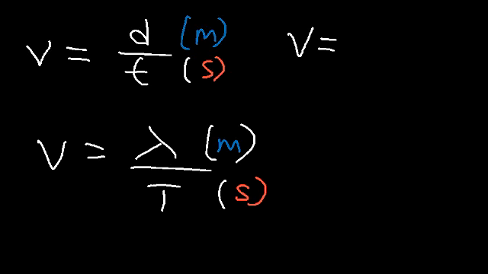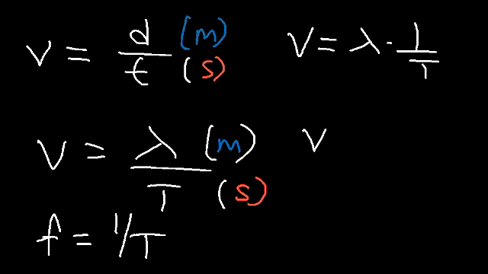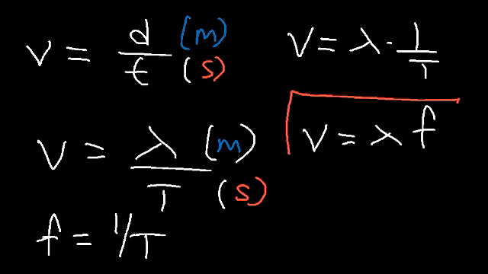So we can write V as being the wavelength times 1 divided by the period. And if you recall, the frequency is 1 divided by the period. So therefore, the velocity or the speed of the wave is the wavelength times the frequency. Make sure you know this equation.